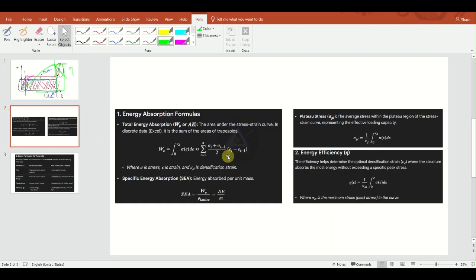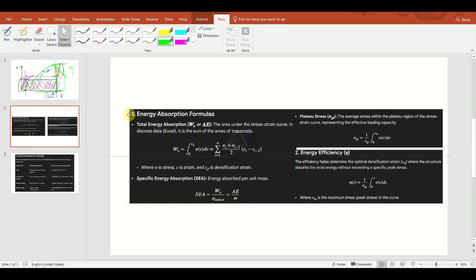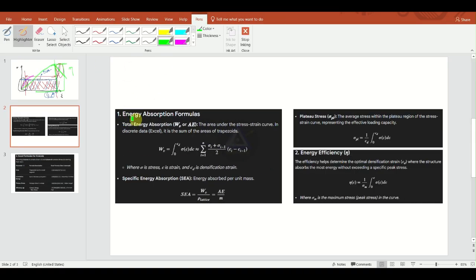Now these are the relations we need to consider for measuring energy absorption, efficiency, and plateau stress. As I said, energy absorption is from zero strain to densification strain, the stress multiplied by the respective strain value, so you need to consider it as area. The plateau stress, from zero to densification strain, is the average of the stress. Later you can also consider the efficiency, which is the energy divided by the maximum stress value.